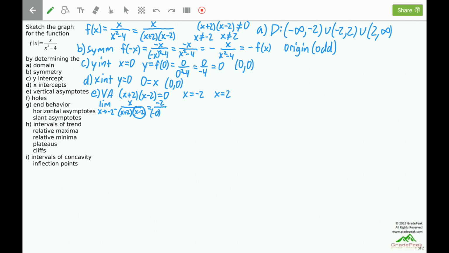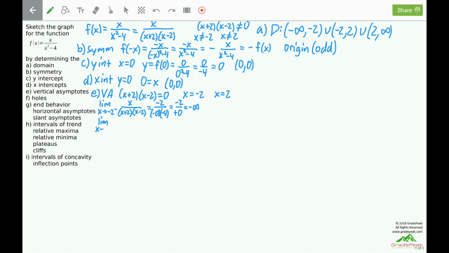Plugging a -2 into the second factor, -2 minus 2 is a -4. In the numerator, we have a -2. In the denominator, negative times negative is positive. 0 times 4 is 0. A negative over a positive is a negative. Non-zero over 0 is an infinity.